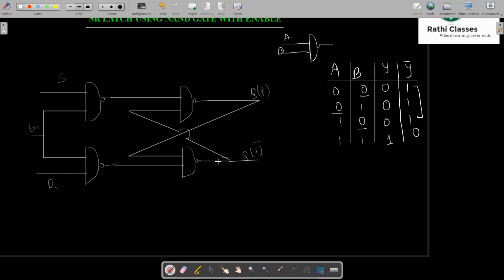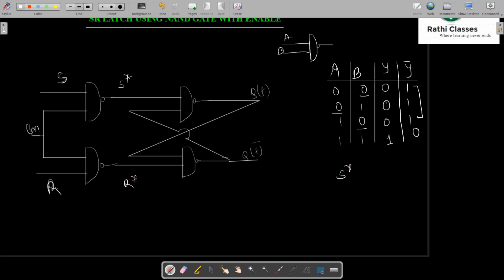As you can see in the figure, I have two inputs, say this is S, this is R, and an enable switch. Enable has been connected to both of the inputs of the corresponding NAND gates. The generated output from S and enable is S star, and the generated output from R and EN is R star. Now let us start with the case for S star and R star.